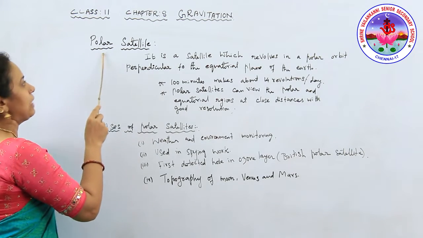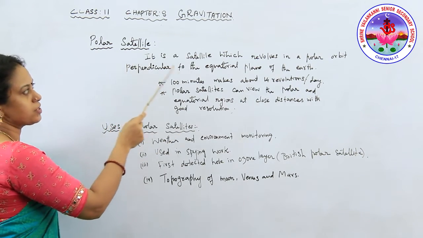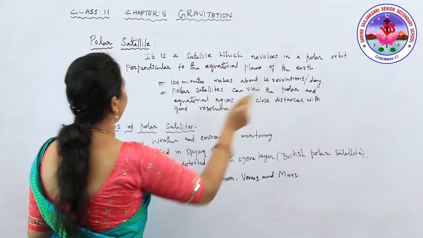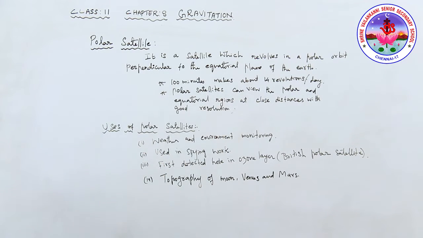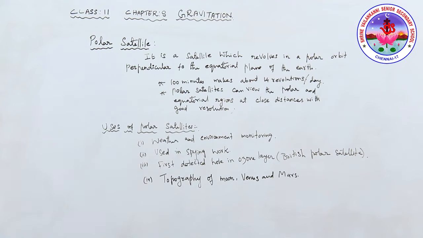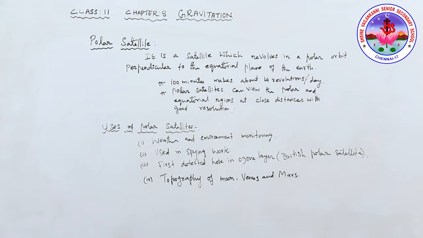Yes, students, now we'll see the polar satellite and the uses of polar satellites. A polar satellite revolves in a polar orbit that is perpendicular to the equatorial plane of the earth. It is comparatively closer than the geostationary satellite, and as we said, it has a low altitude. Such a satellite will complete one trip around from the North Pole to the South Pole in about 100 minutes, making about 14 revolutions per day. Because of its low altitude, the satellite can view only a small strip of the earth in one revolution.